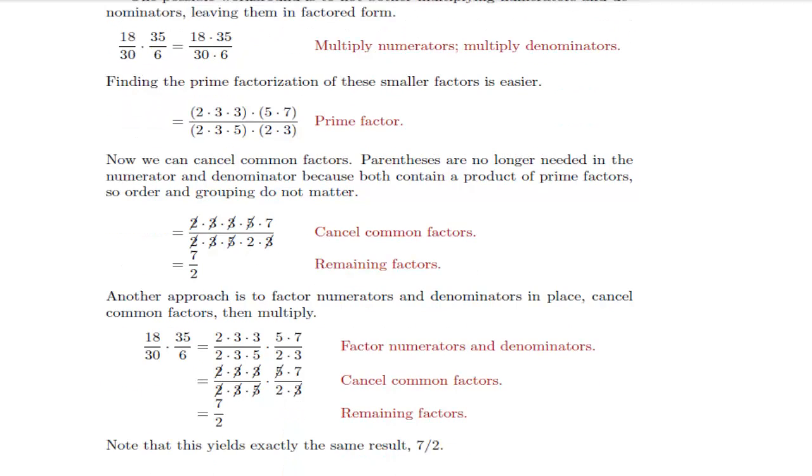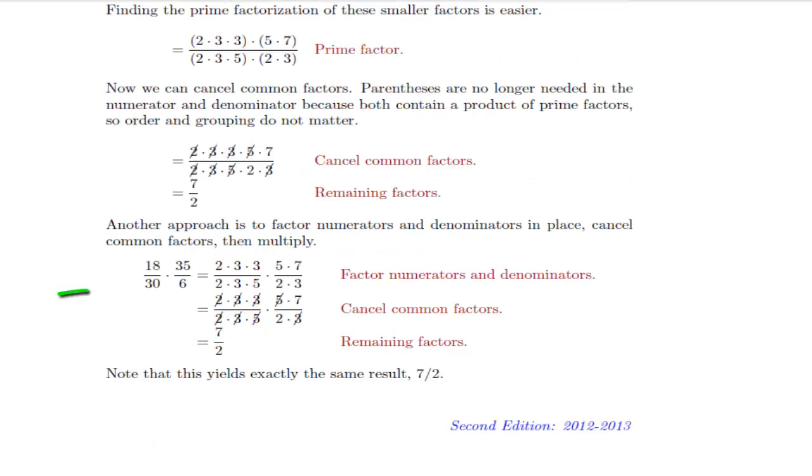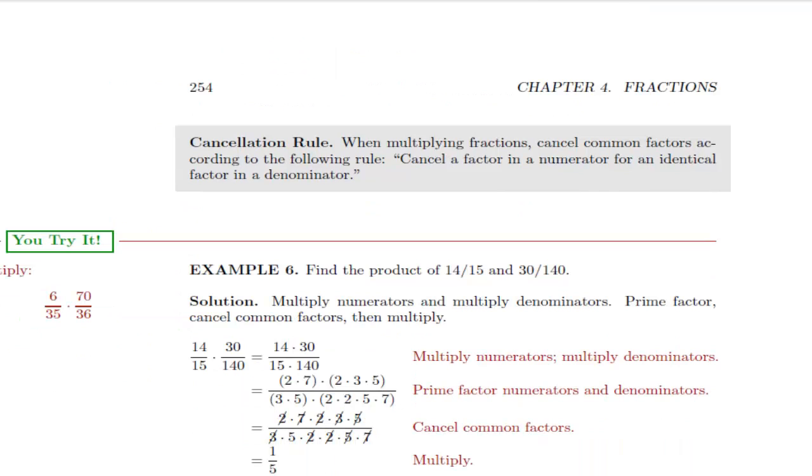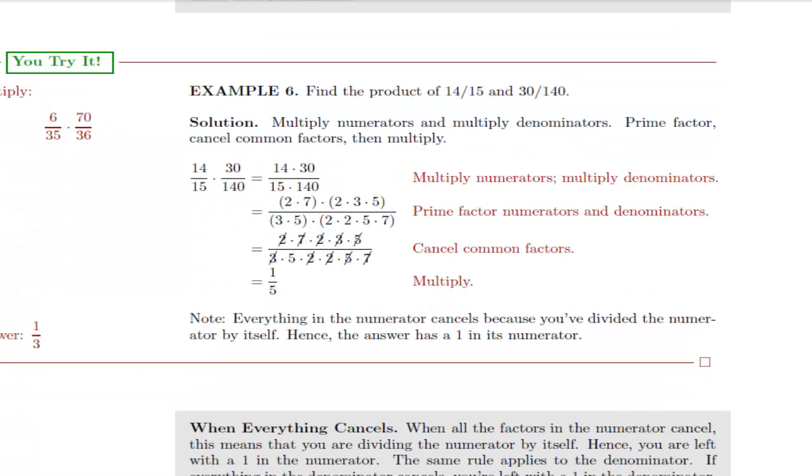Another approach is to factor numerators and denominators in place and cross-cancel all that's common, so when we multiply, we just get 7 over 2. Cancellation rule. When multiplying fractions, cancel common factors according to the following rule: cancel a factor in a numerator for an identical factor in a denominator. Example 6. Find the product of 4 over 15 and 30 over 140.